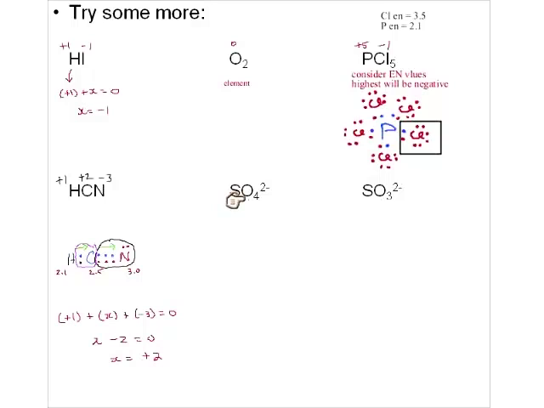Let's look at another one here, sulfate. All right, what do we know? Oxygen, -2. Can we take away from that? Absolutely. We know that if that's going to be -2, then the sulfur, we have no idea what it is, but we can figure it out. Sulfur is X. Oxygen is 4 times -2. We got 2 left over. So what we're going to see here is X - 8. Therefore, the charge on sulfur is going to be +6.